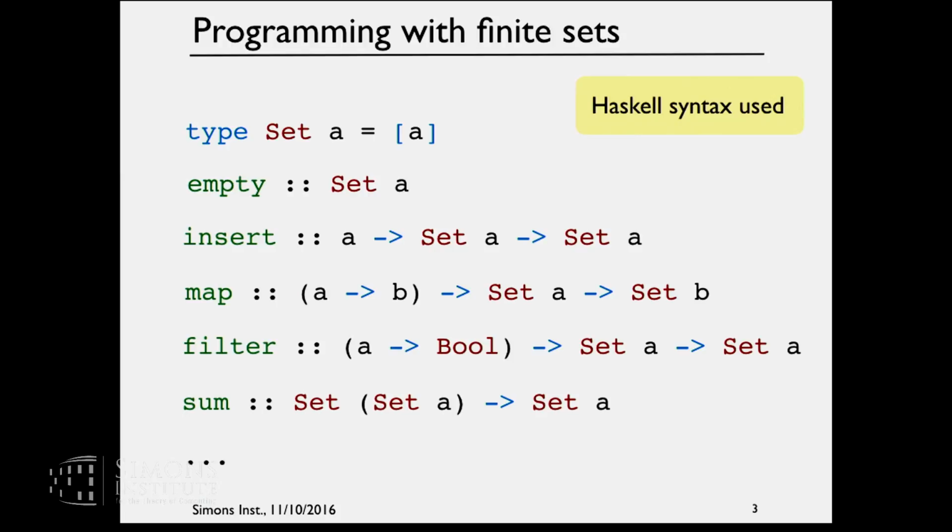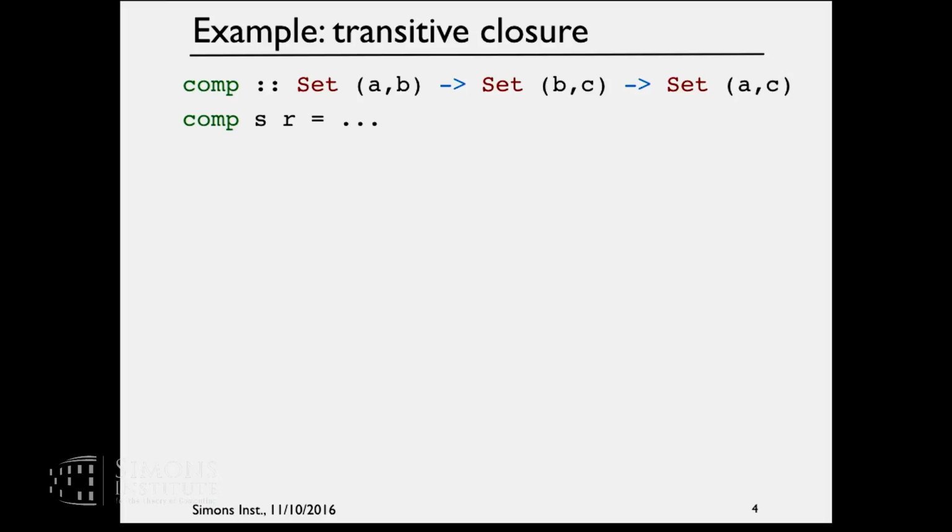And then using these primitive functions on sets, you can write your own program. So let's say I want to solve the problem of computing a transitive closure of a relation, where a relation is now implemented as an element of the type set of A×A, meaning the set of pairs where the first component of each pair is of type A and the second component is of type A as well. So let's say I want to compute a transitive closure.